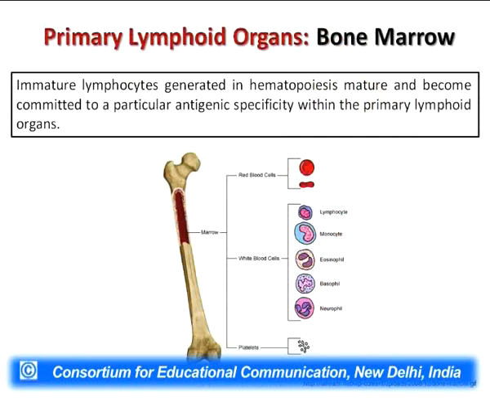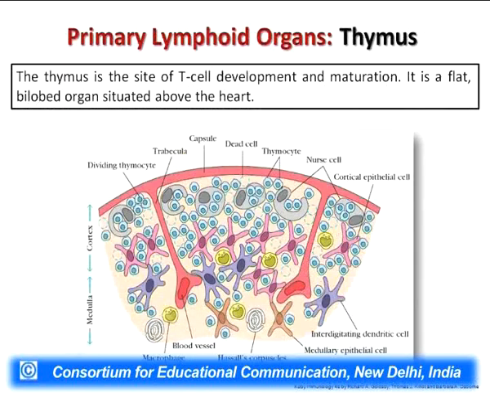Now the first of the primary lymphoid organs is the bone marrow, where the hematopoiesis process takes place, in which the red blood cells, white blood cells, and the platelets develop. The second primary lymphoid organ is called the thymus, which is the site for the development and maturation of the T cells.